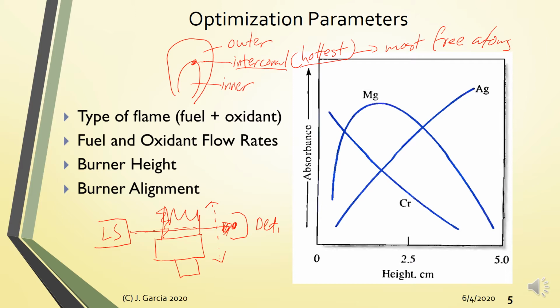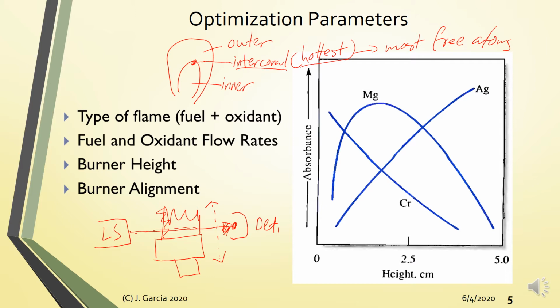The other parts of a flame are what we call the reducing part and the oxidizing part. So changing the burner height will allow you to get information about the analyte from different regions of the flame.